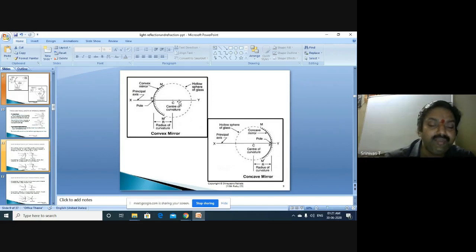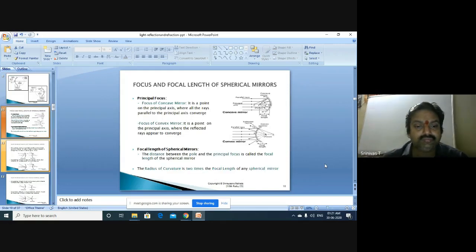Accordingly, we can also define the radius of curvature. The radius of curvature is the distance between P and C, that is, the pole and the center of curvature, or the other way around, as you can see in the case of the concave mirror. Next thing is focus and focal length of spherical mirrors. That's very important. So far, we have seen the other definitions.